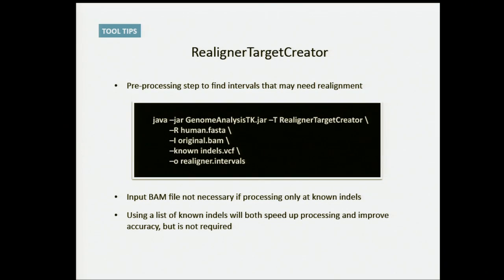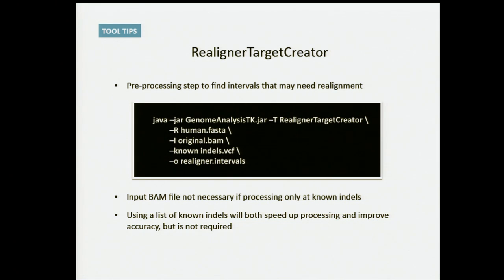And this is the command line. We've shown you these before. This is the typical command line where you have a reference sequence. You always need the reference sequence in all GATK commands. I don't care if you're running on BAMs, VCFs, doing nothing. You always need the reference. This is your original input BAM file.